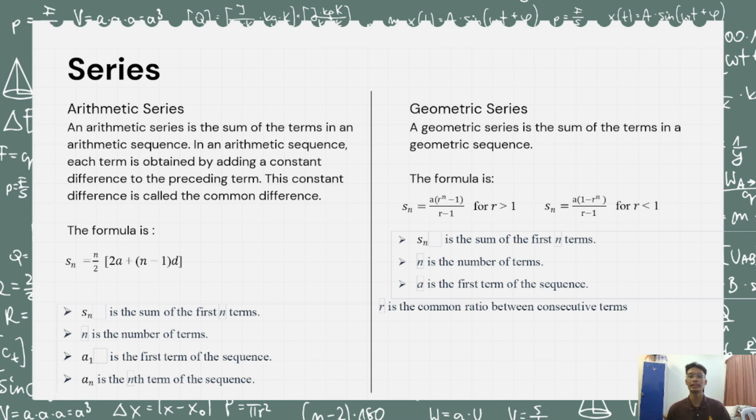Okay, next, the geometric series. A geometric series is the sum of the terms in a geometric sequence. The formula depends on R values. Sn is the sum of the first n terms, n is the number of terms, a is the first term of the sequence. R is the common ratio between consecutive terms.